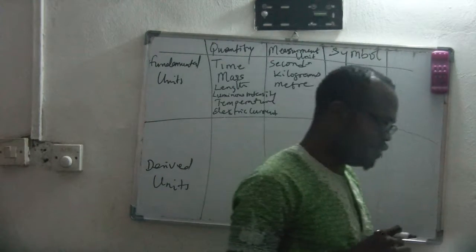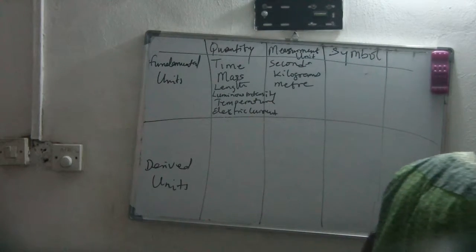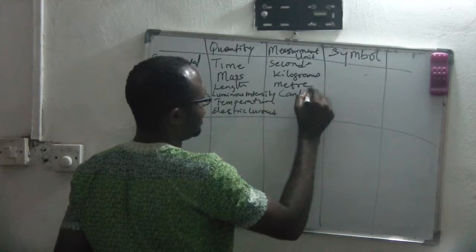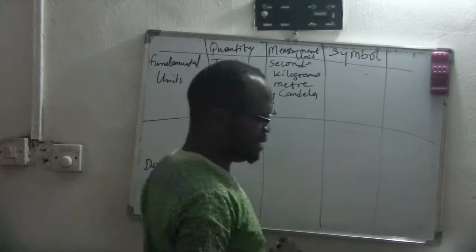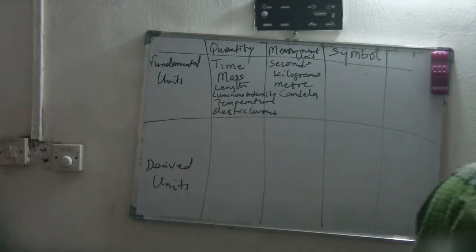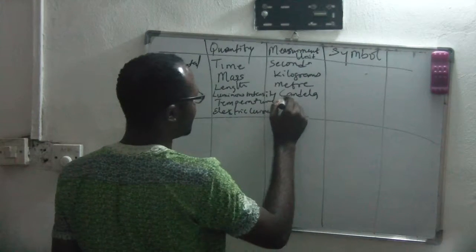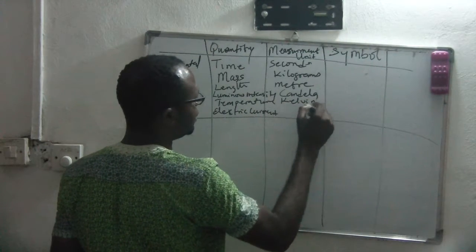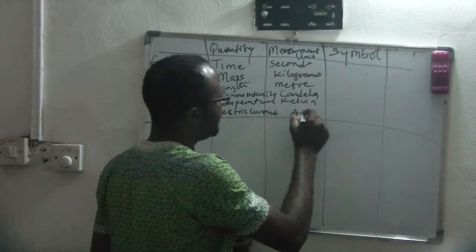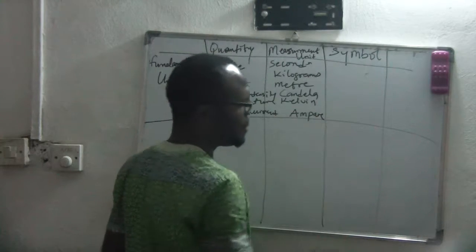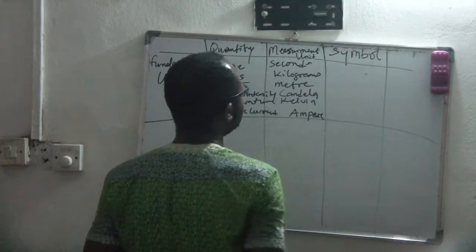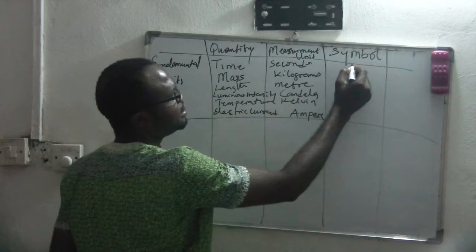What of luminous intensity? Luminous intensity is candela. What of temperature? Kelvin. What of electric current? Ampere.